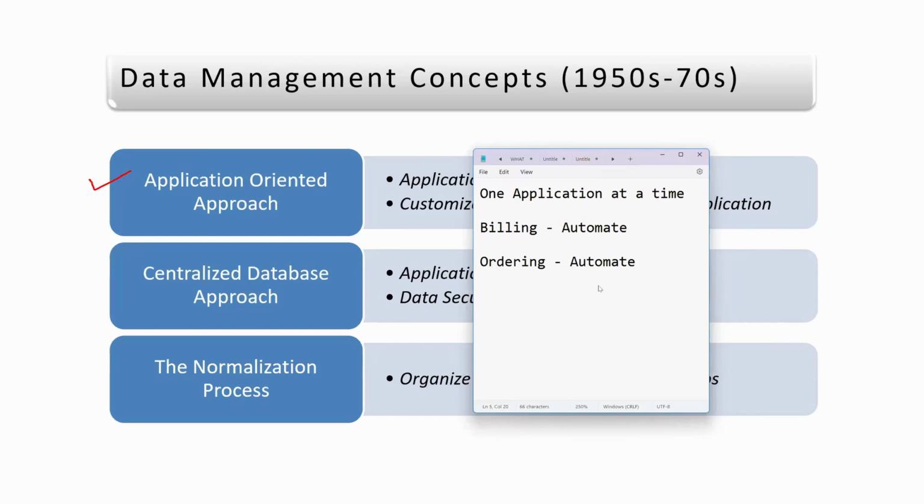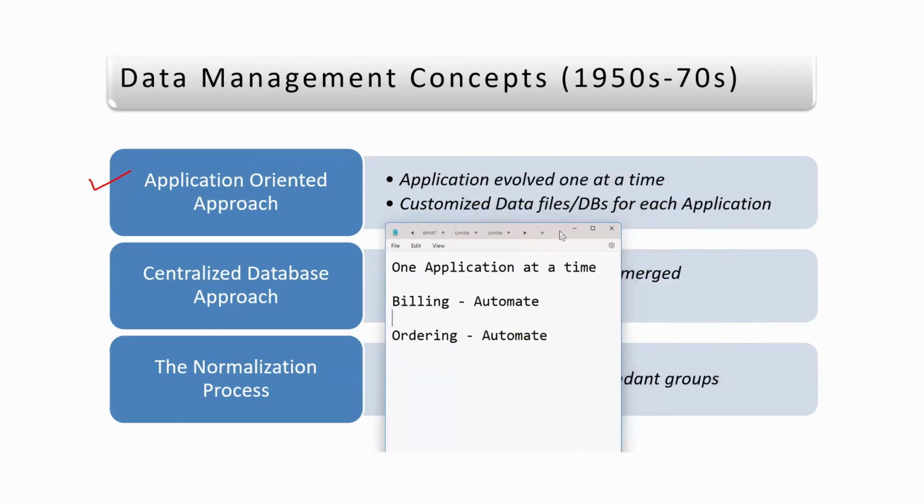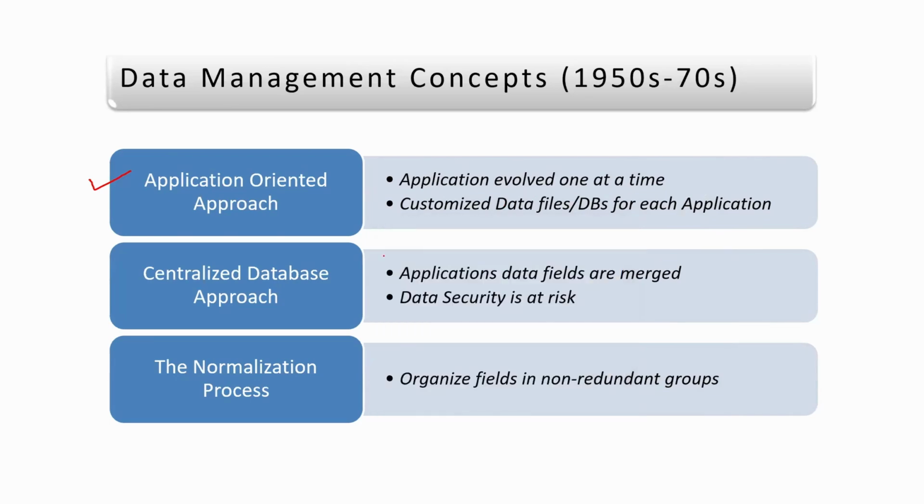Unlike in olden days, when we had one application at a time, it's called the application-oriented approach. In the application-oriented approach, applications evolved one at a time, and we had customized databases or data files for each application. Every application had its own file system or database. Just see here.